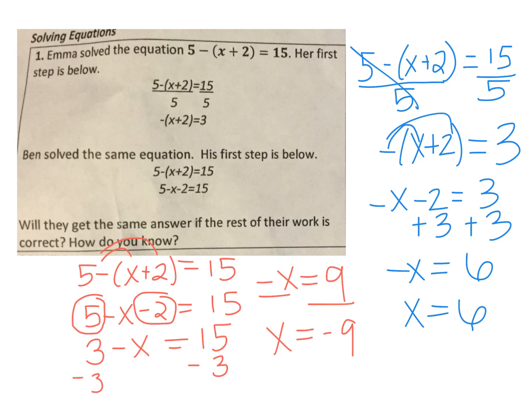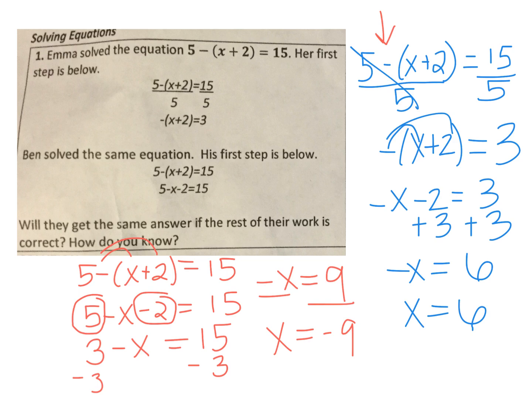So to answer the question, will they get the same answer if the rest of their work is correct? No, they will not. And how do I know? Because when I come up here and I look at Emma's work, even though 5 is not being multiplied by anything, her first step was to do an inverse operation of divide by 5.